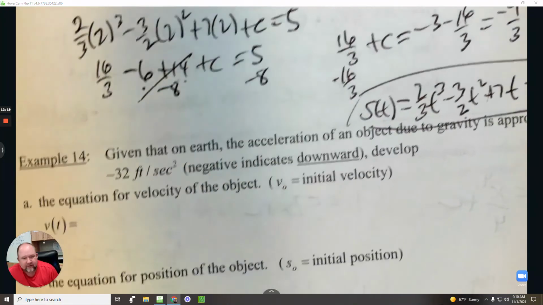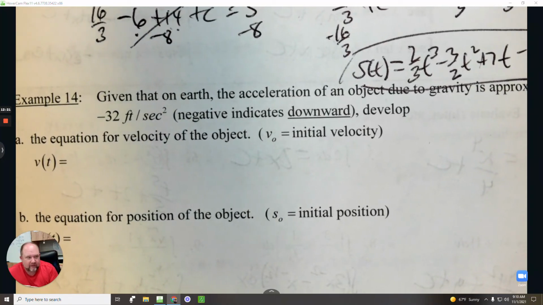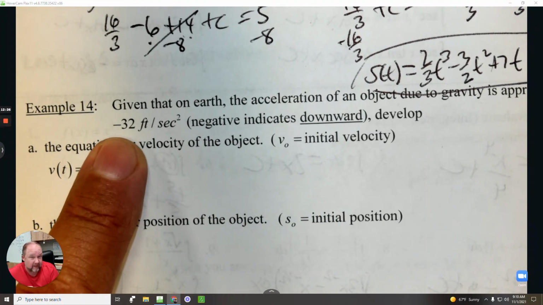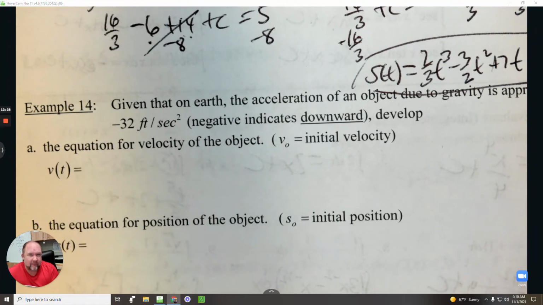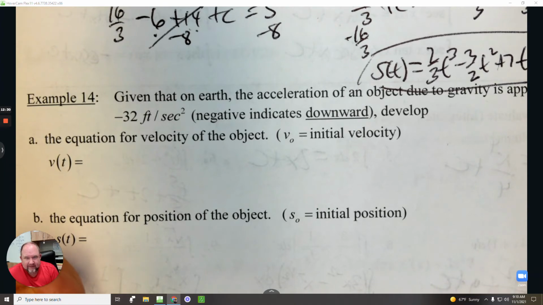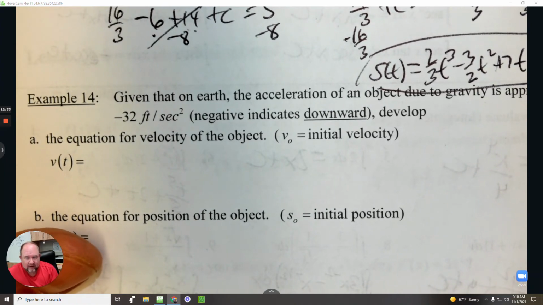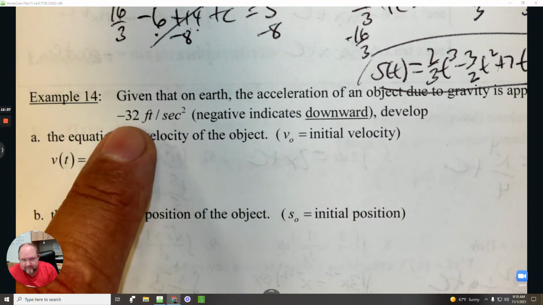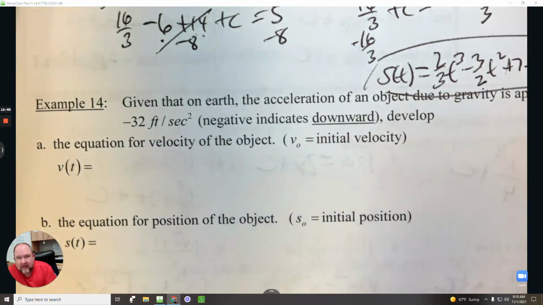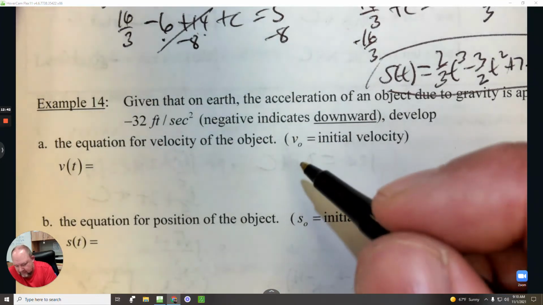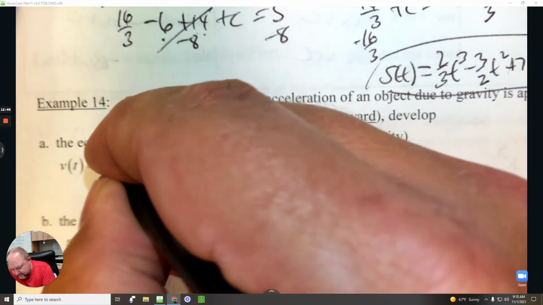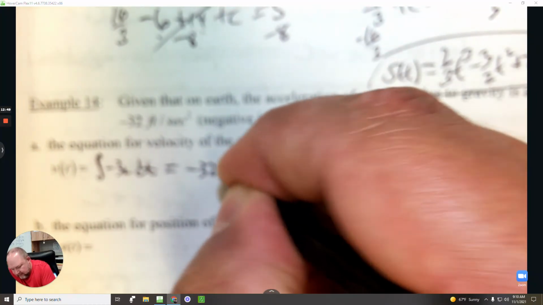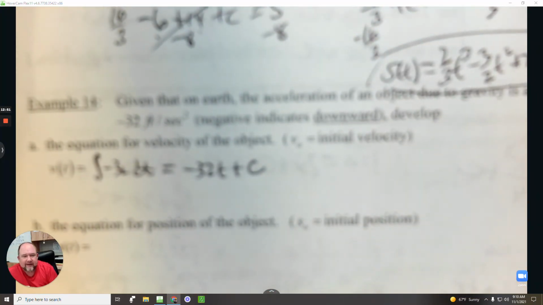All right, last question here. Given that on Earth the acceleration of an object due to gravity is approximately negative 32 feet per second squared. So no matter the weight of an object, they fall at the same acceleration. What makes a difference is the initial velocity and other things, but all objects fall at this rate. And so to find the velocity of any object being dropped with gravity, you would integrate that. The integration of negative 32 would be negative 32t plus c.